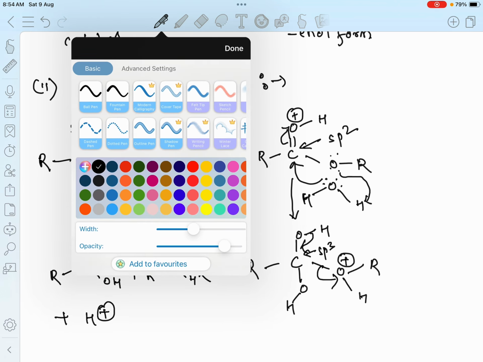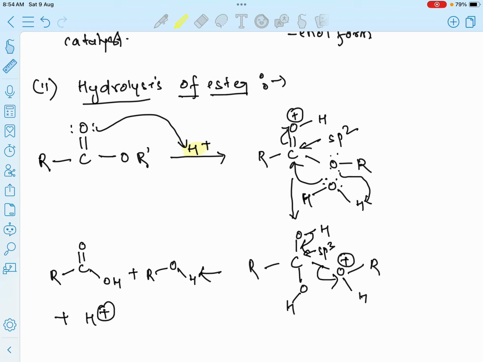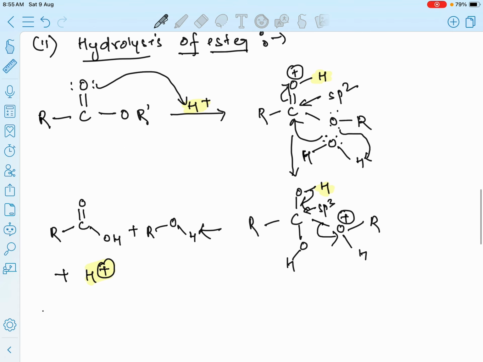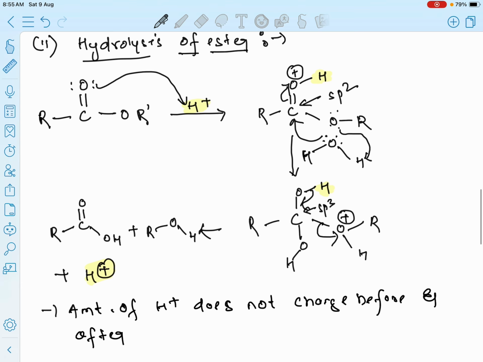That means what has happened? The H plus which was gained by the molecule is re-released in the solvent medium. Therefore, what you can say is the amount of H plus does not change before and after the reaction.